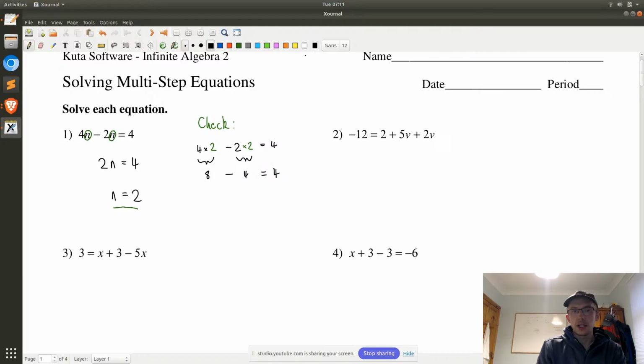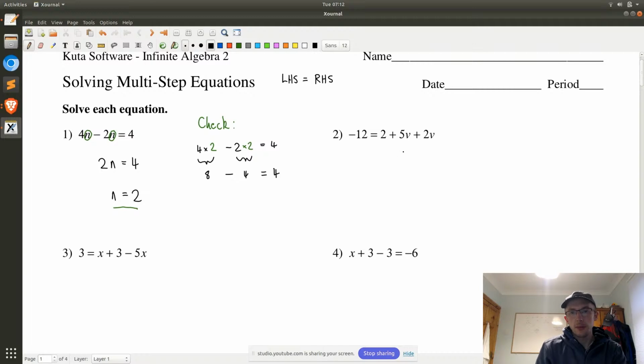In an equation, the left-hand side is sometimes called LHS. And then you have the equals sign. And then you have the right-hand side, sometimes called RHS.